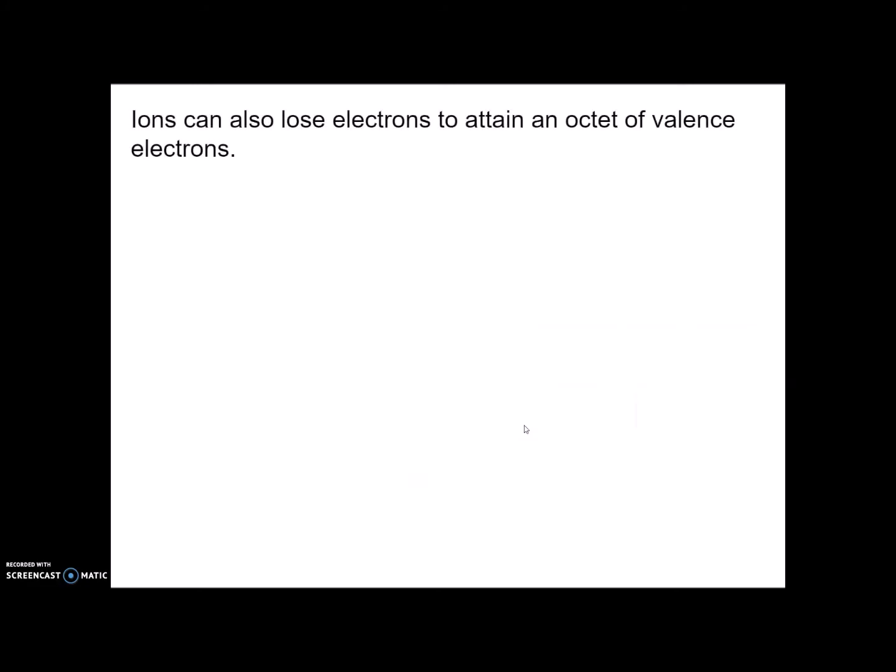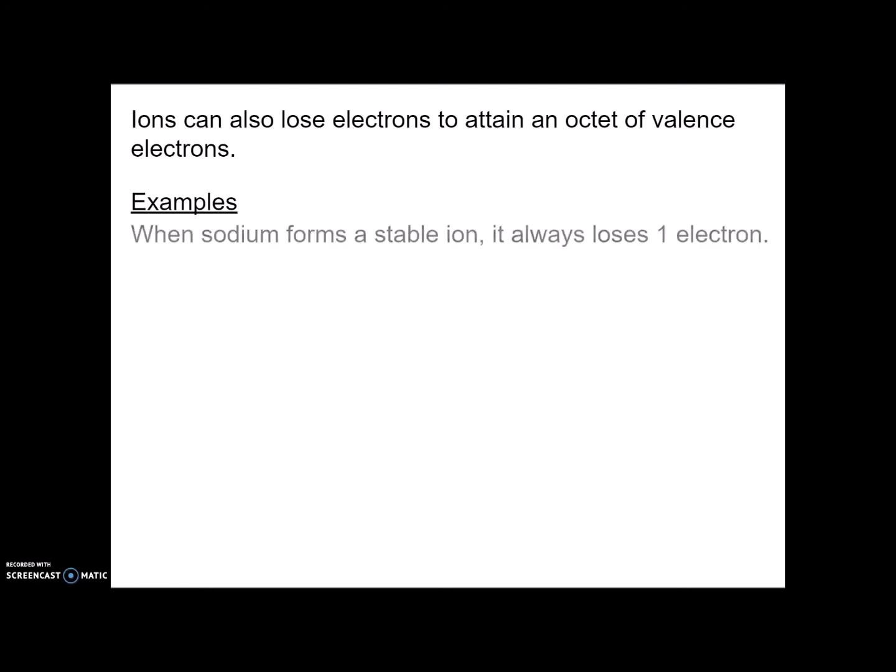What about losing electrons? Ions can also lose electrons to attain an octet of valence electrons. Let's consider sodium. Sodium has just 1 valence electron. To form its closest stable ion, its closest octet, it's easier for sodium to lose its 1 valence electron than for it to gain another 7 to give it 8.